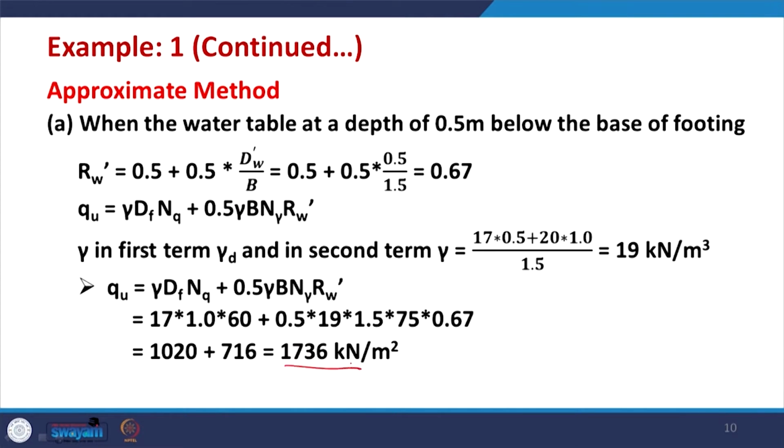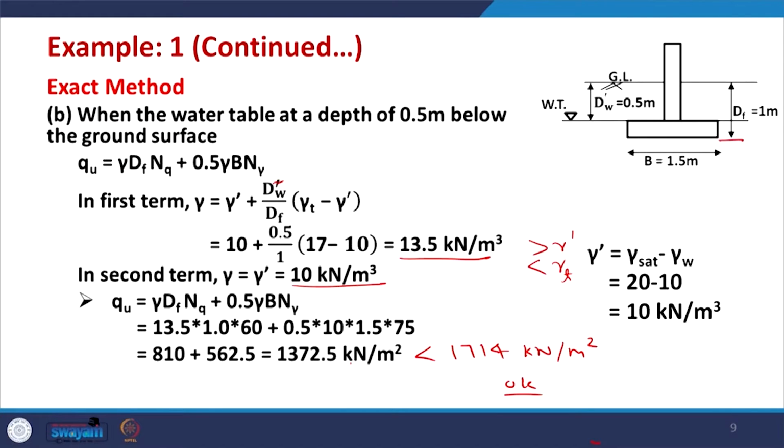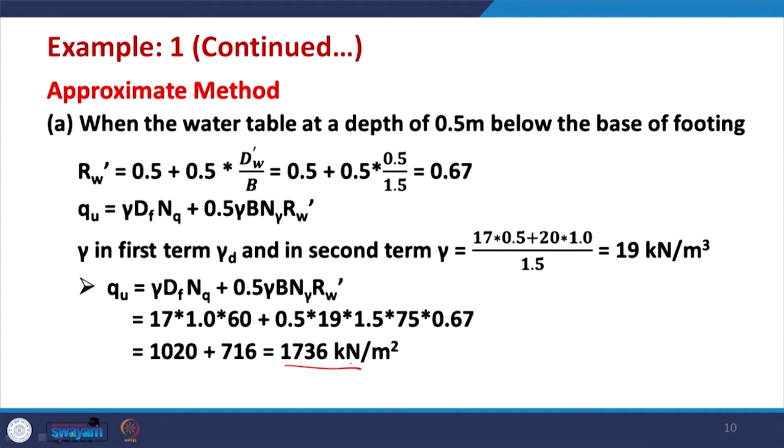Once you substitute the value you get 1736, and this value is a little higher than the value we obtained from the exact method. In the exact method, this number came to 1714 kilonewton per meter square. So that means this is higher, which means it is not conservative. It may not be good on the safer side. So it is recommended to use the exact method rather than the approximate method.